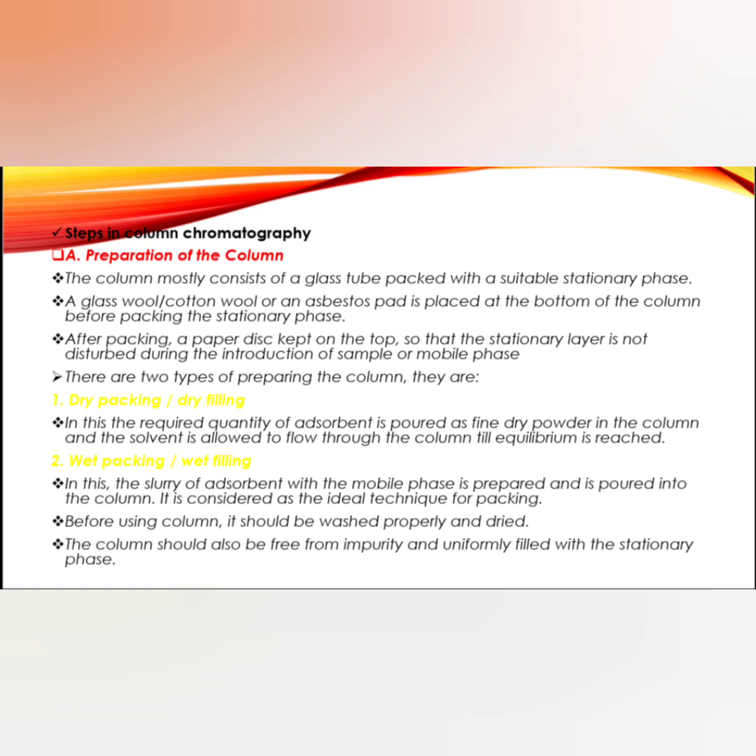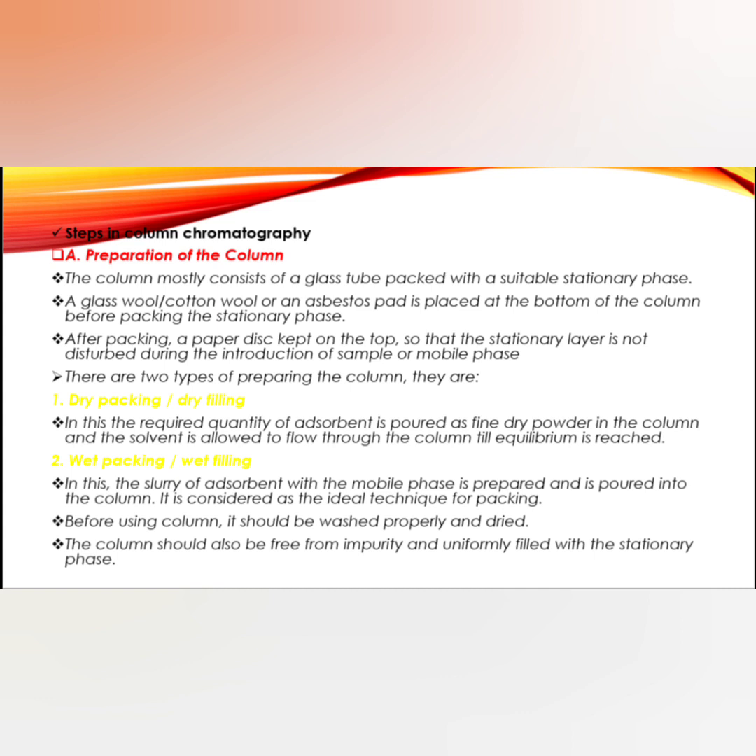Preparation of the column. The column mostly consists of a glass tube packed with a suitable stationary phase. Glass wool, cotton wool, or an adsorbent pad is placed at the bottom of the column before packing the stationary phase. After packing, a paper disc is kept on the top so that the stationary layer is not disturbed during the introduction of the sample or mobile phase.